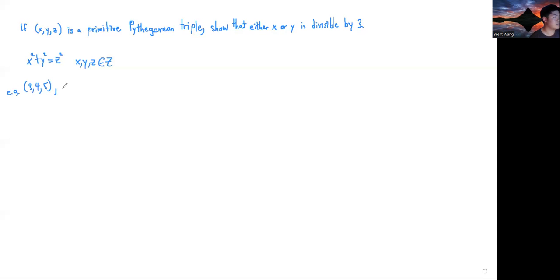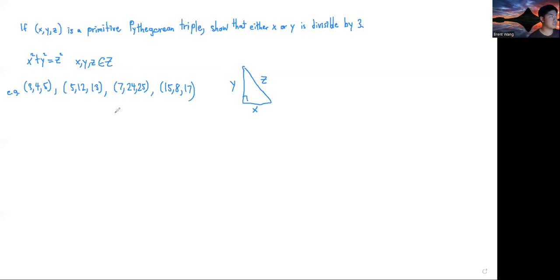Another one is 5, 12, and 13. Another one is 7, 24, and 25. And one more, 15, 8, and 17. You can go verify for yourselves that these are primitive Pythagorean triples. If you put these on a right triangle and then you have your x, y, and z, this is not drawn to scale, it would fit the triangle perfectly, essentially.